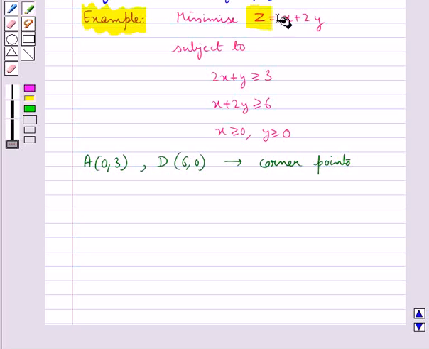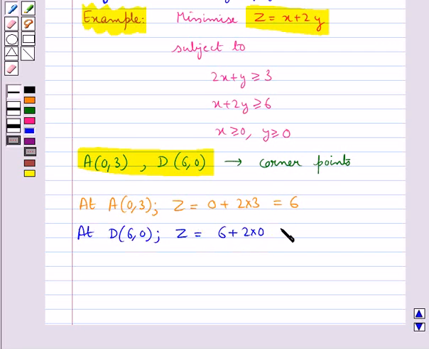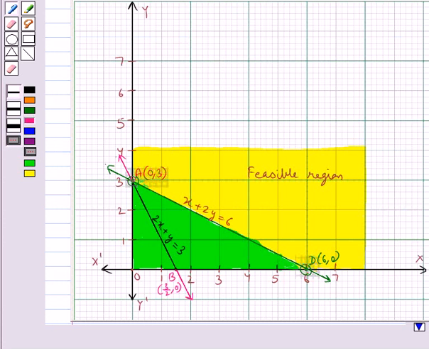We find the value of z = x + 2y at these corner points. So we have at A with coordinates (0, 3), z = x + 2y, that is equal to 6. And at the point D with coordinates (6, 0), z = x + 2y and that is also equal to 6. Now as the feasible region here is unbounded, 6 may or may not be the minimum value of z. So to decide this, we graph the inequality x + 2y < 6. This green shaded portion is the region x + 2y < 6.